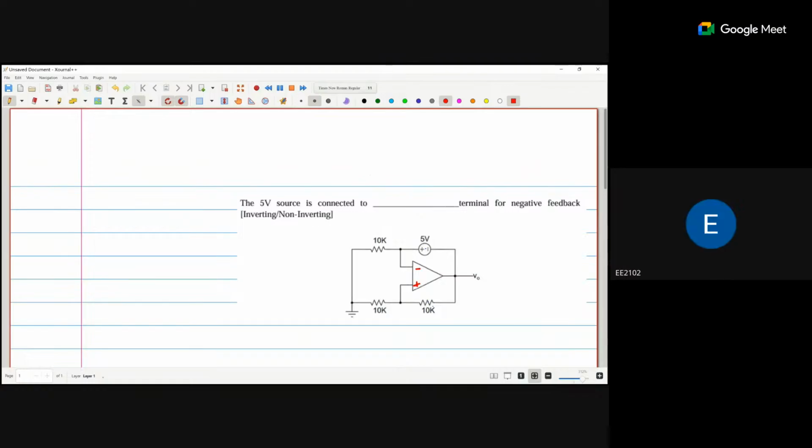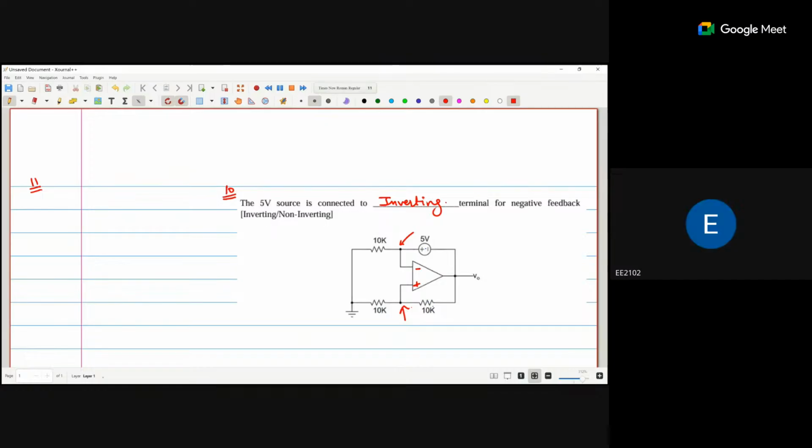Now along with that we calculate the output voltage also. So we know what this point voltage is and what this point voltage is. This is question number 10. In question number 10, we have to calculate which terminal is negative and which is the positive terminal. So 5 volt is connected to the inverting terminal. Now question number 11, we have to calculate the output voltage also.